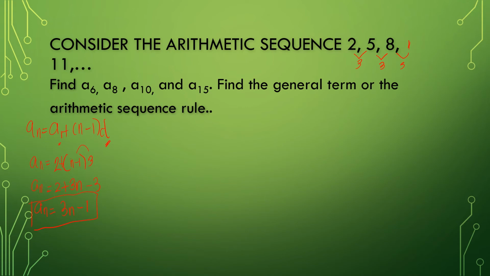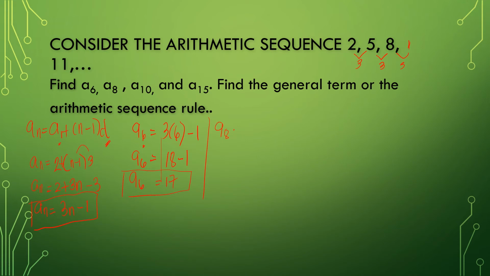Now, let us find a sub 6. From the general rule, you are going to substitute 6 to all n. So, a sub 6 is equal to 3 times 6 minus 1. So, a sub 6 is equal to 18 minus 1. a sub 6 is equal to 17. This is now the sixth term.